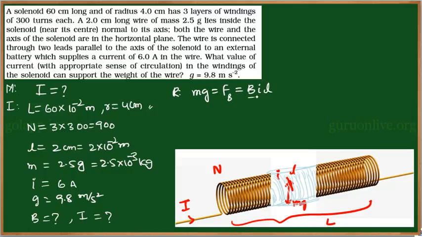where B is the magnetic field due to the solenoid, I is the current in the copper wire and L is the length of the copper wire. So with this I can write B is equal to mg by IL. Now come to the magnetic field of a solenoid. The magnetic field at the center of the solenoid B is equal to mu naught N I by L. Here N is the number of turns in the solenoid, L is the length of the solenoid and I is the current flowing in the solenoid. Mu naught is the permeability of free space.